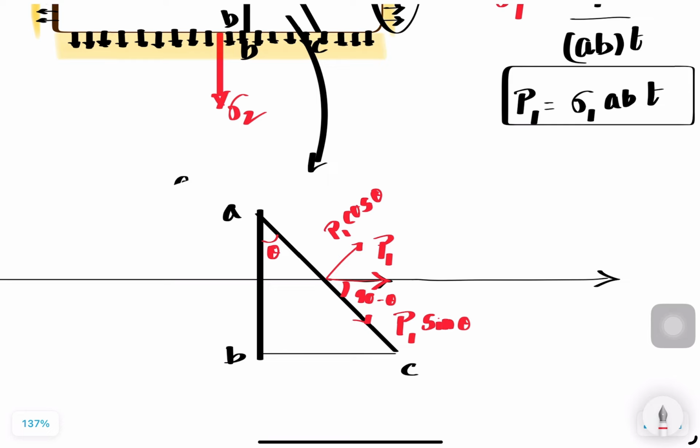Now I have the force P1 that is transmitted and acting on the inclined plane AC, and that force is resolved into two components.